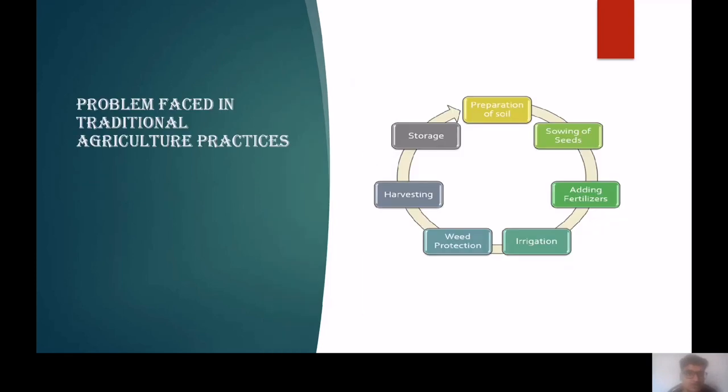So coming to the problems in traditional agricultural practices. In traditional agricultural practices, we have preparation of soil, sowing of seed, adding of fertilizer, irrigation, weed protection, harvesting, storage. Preparation of soil is the initial stage of farming where farmers prepare the soil for sowing seed. This process involves breaking soil clumps and removing debris such as sticks, rocks and roots. Also, fertilizers and organic matter are added depending on the type of crop to create ideal conditions.